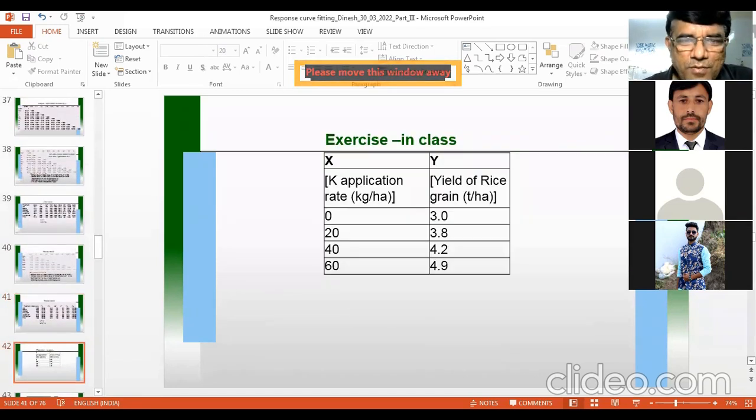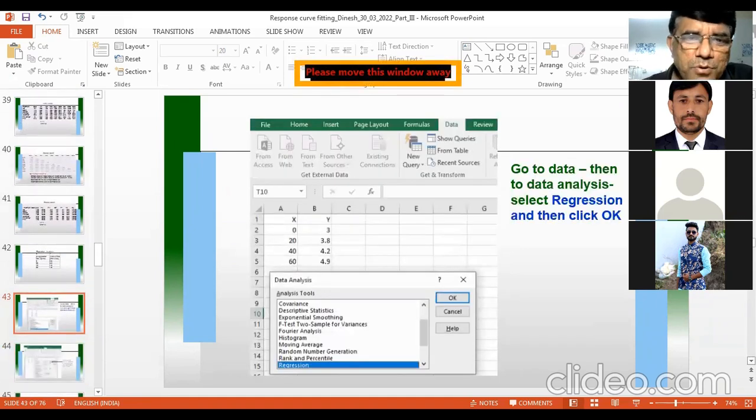So this is homework. This is an exercise in class. I want to show you. Here you have K application rates. This is your X and this is Y. It does not matter whether it is rice or wheat. You got some data, some figures, X and Y. So how to do regression analysis for this?